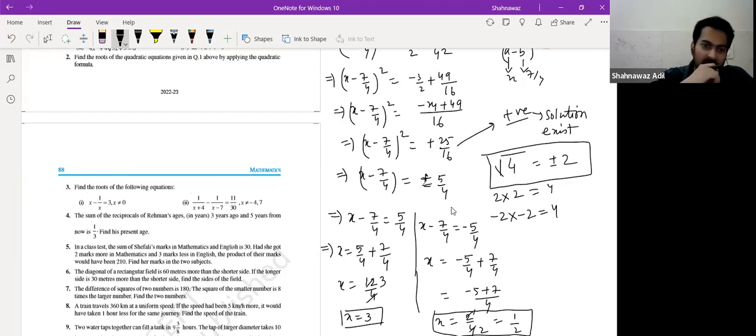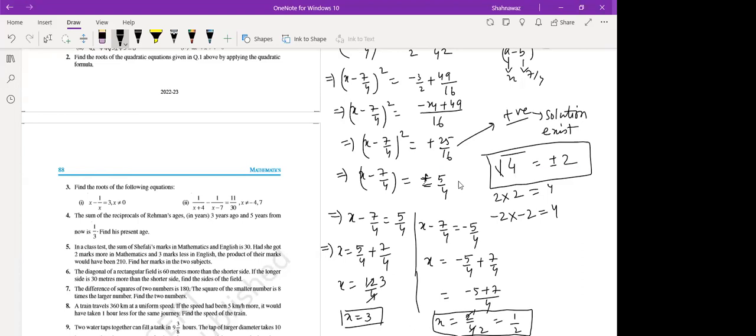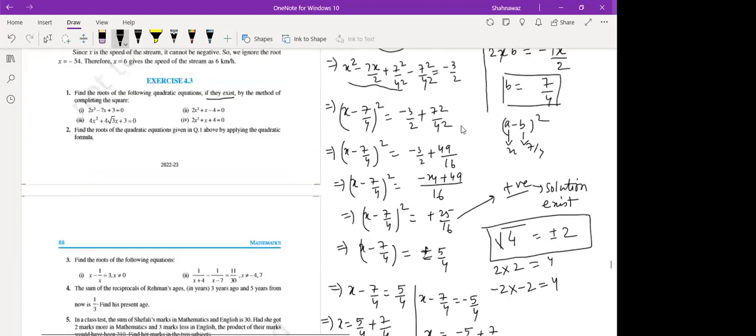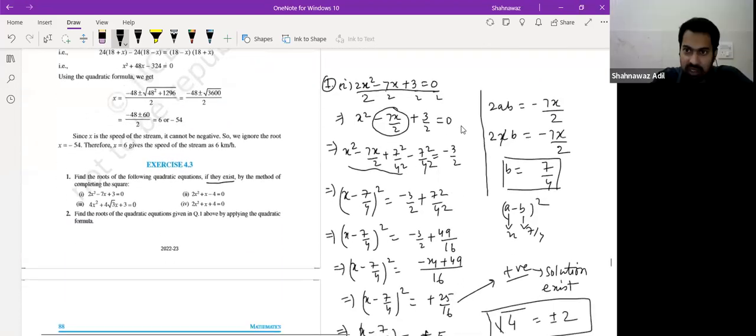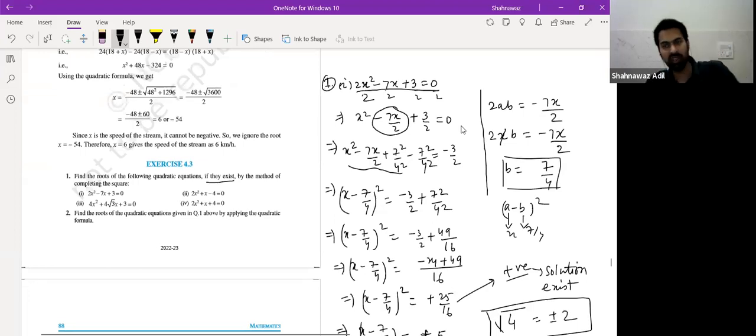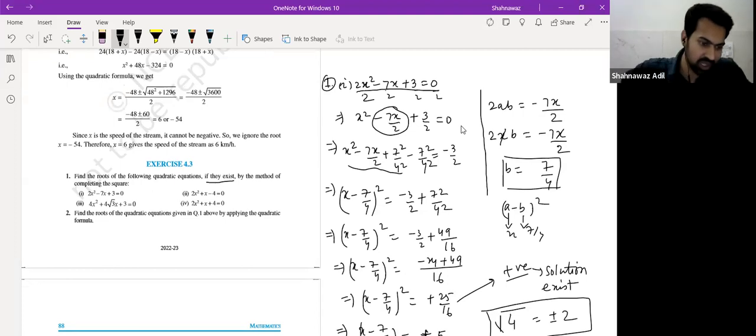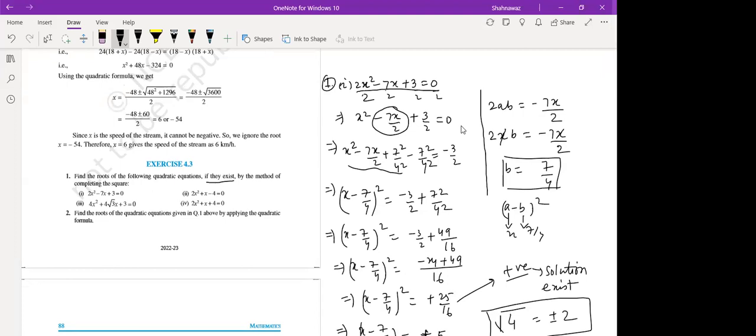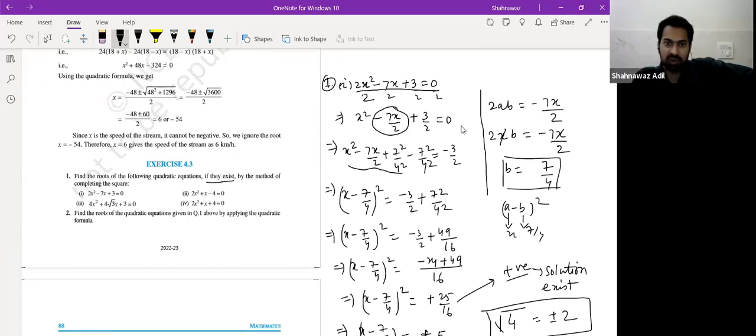Any doubt in this, guys? Any doubt? No, sir. And Talha, please don't take chilled water from now onwards. Always have some warm water. Please note it down, and then we will move on to the next question.